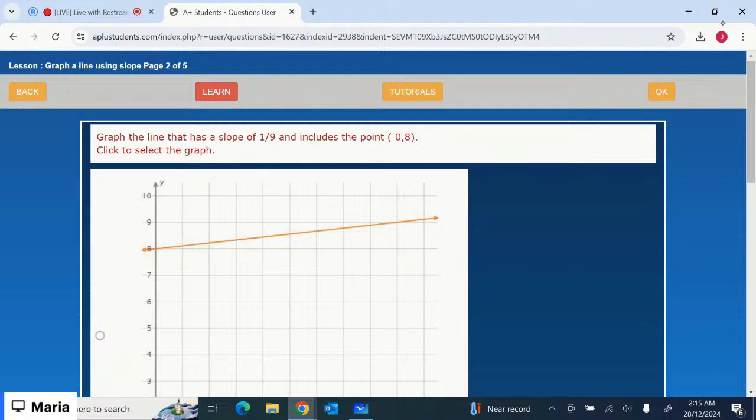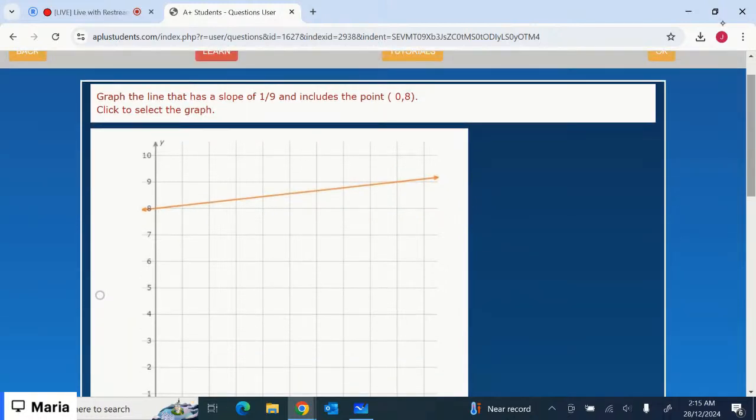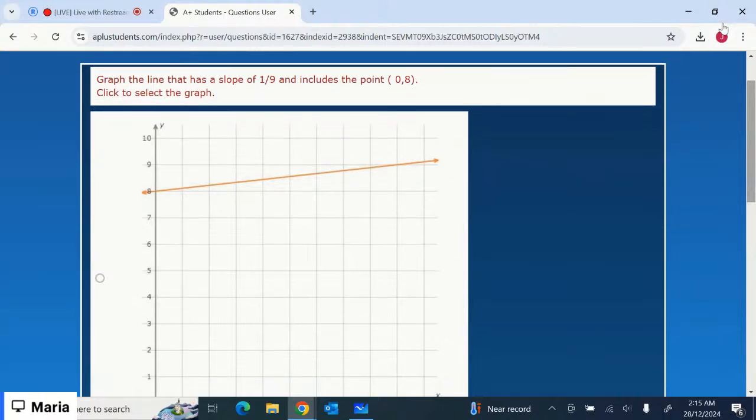Graph a line that has a slope of 1 over 9 and includes the point (0, 8). So now let's look at this graph. Here is the point (0, 8): x is 0, y is 8. The slope is 1 by 9.